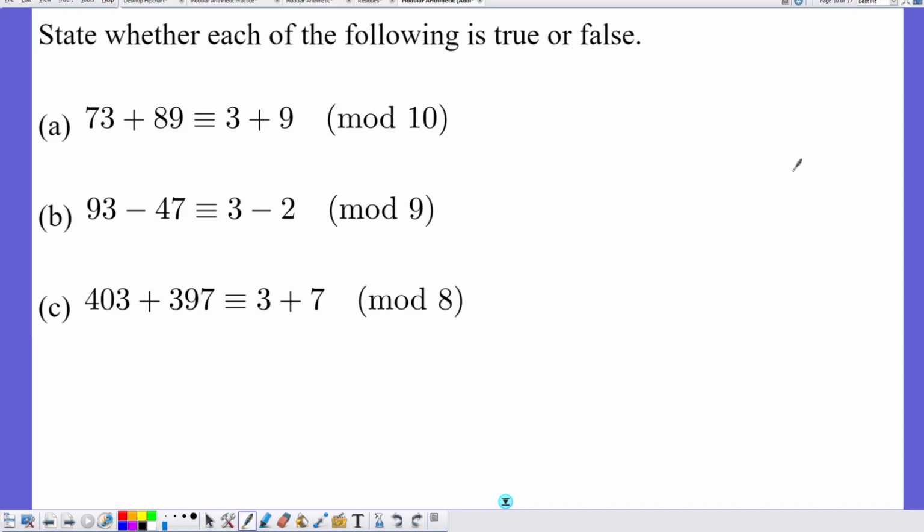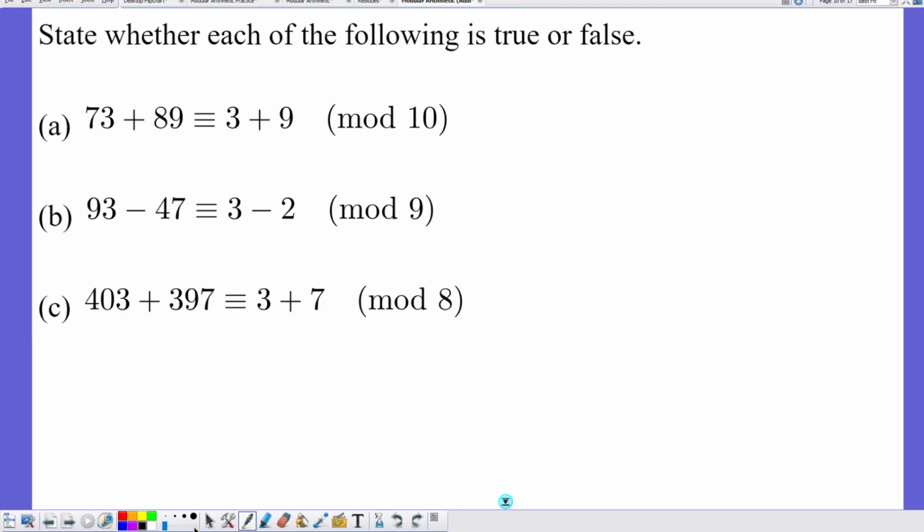Hello again. So, now let's get some practice with this modular addition that we have established. This asks us to state whether each of the following is true or false. Let's start with part A. 73 plus 89 is the same as 3 plus 9 mod 10.